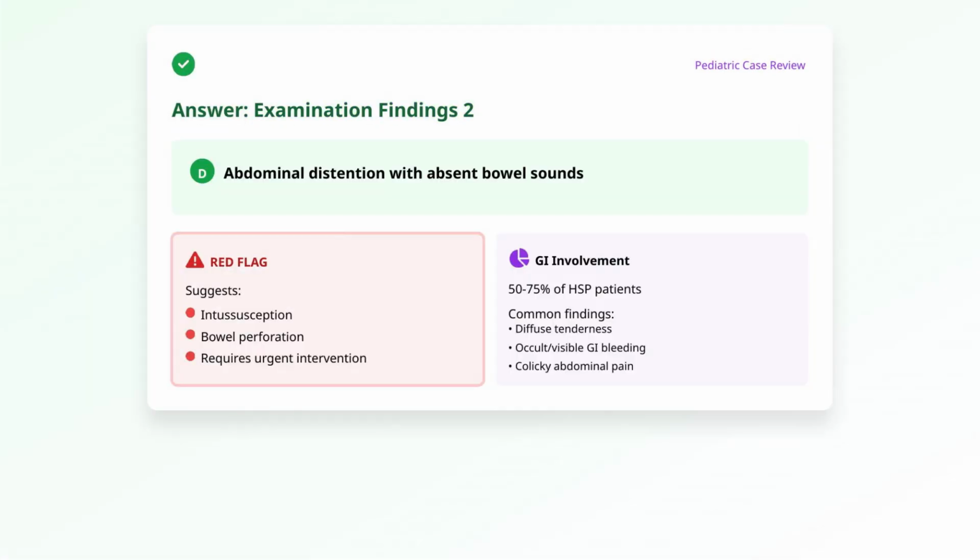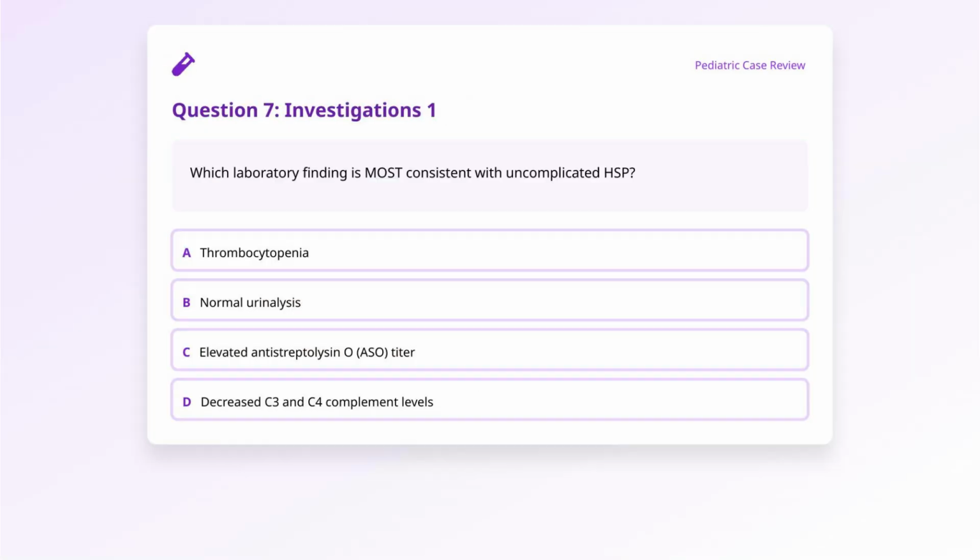The correct answer is D. Abdominal distension with absent bowel sounds is most concerning as it suggests serious complications like intussusception or bowel perforation requiring urgent intervention. While abdominal pain affects 50 to 75% of patients with Henoch Schönlein Purpura, signs of peritonitis warrant immediate surgical evaluation. Which laboratory finding is most consistent with uncomplicated Henoch Schönlein Purpura?